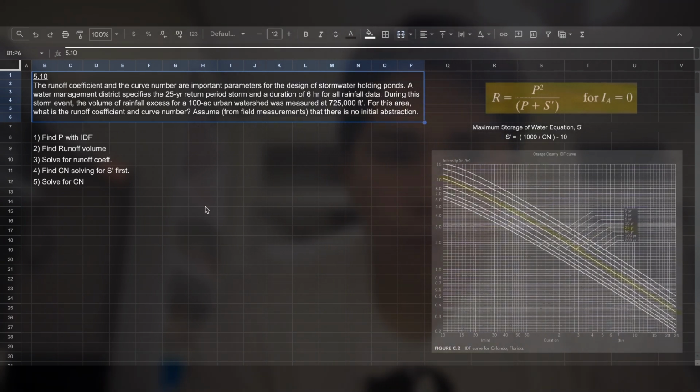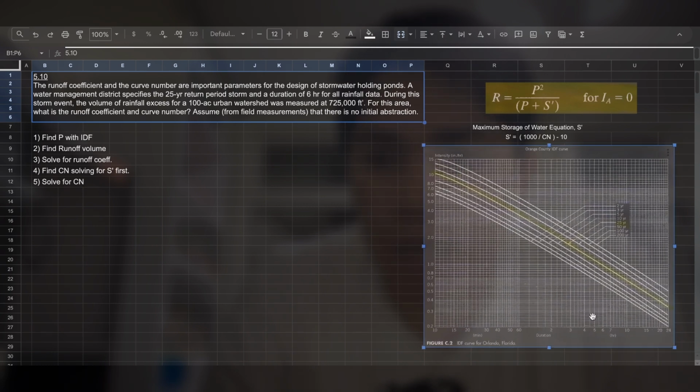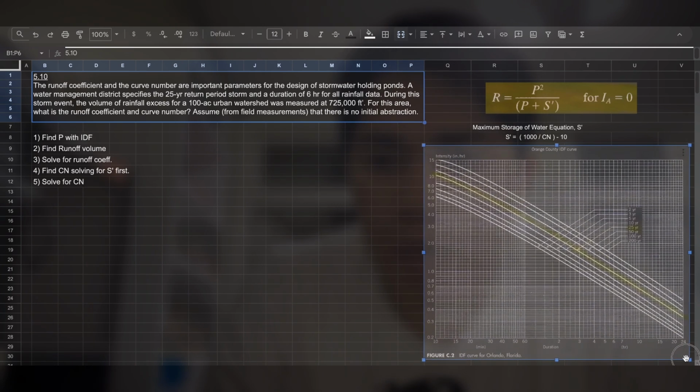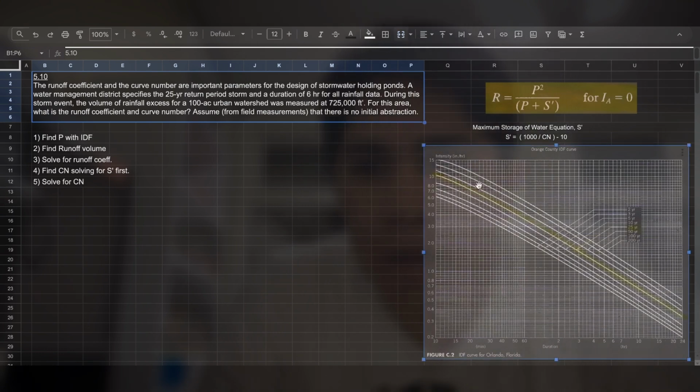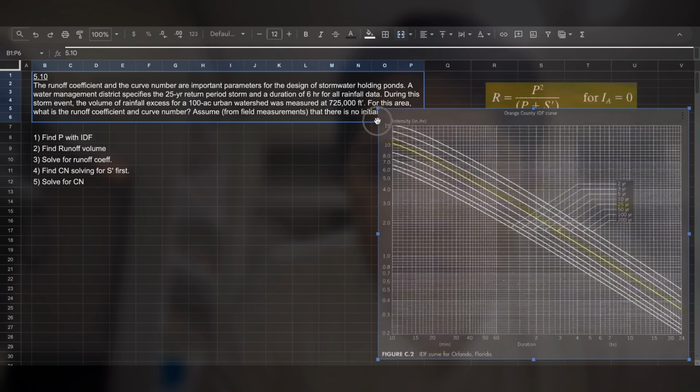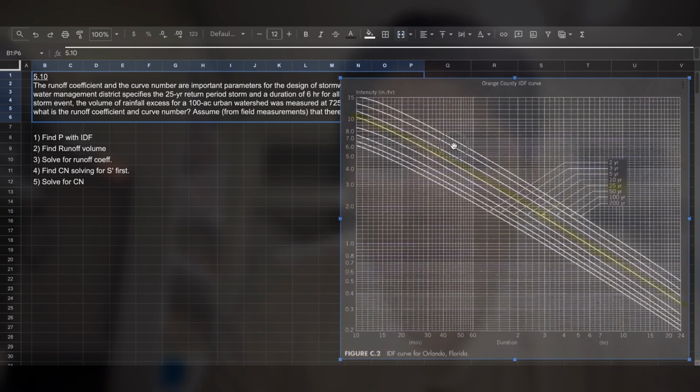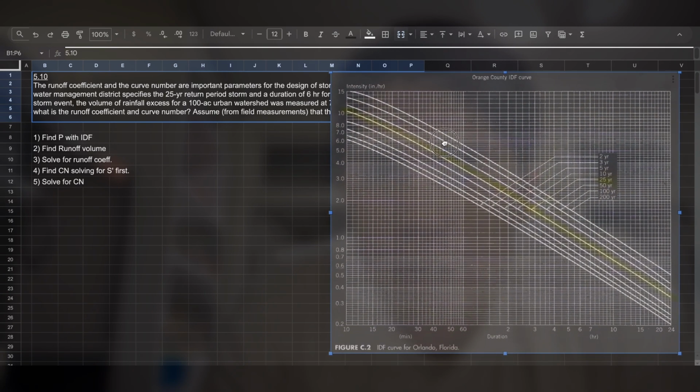So for both the rational method and the curve number method, we need the precipitation. We need to find out how much water precipitated in the storm, right? So in this problem, we are not given how many inches of precipitation we got. In the previous two, we were given that. In this one, we have to find it, and that's why they give us the return period and the duration. And if you remember, to find the precipitation, we are going to use the IDF curve, and we're going to use the Orange County one.